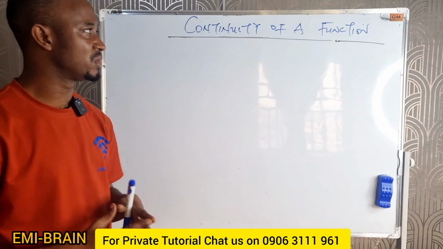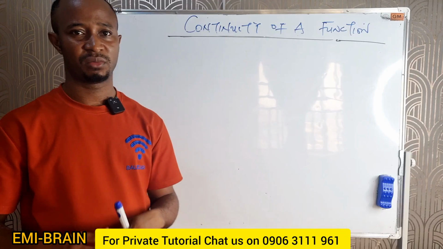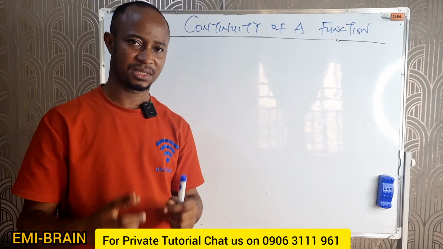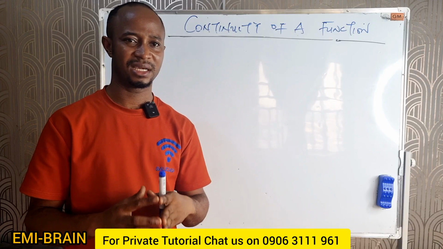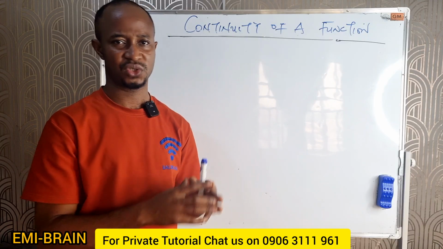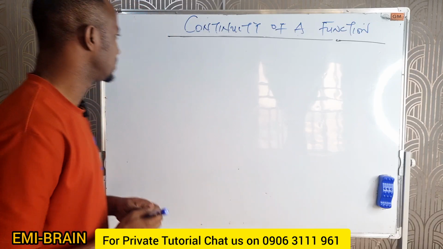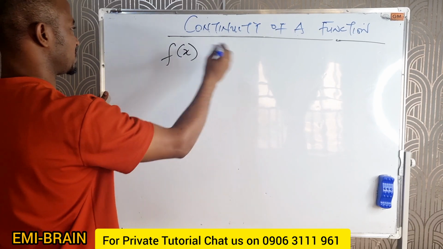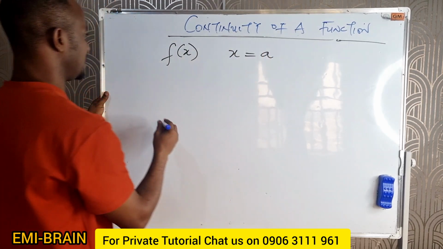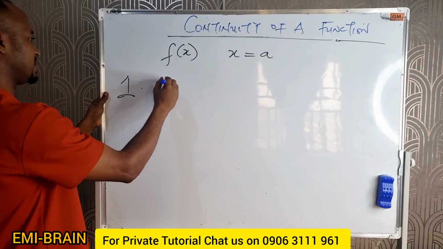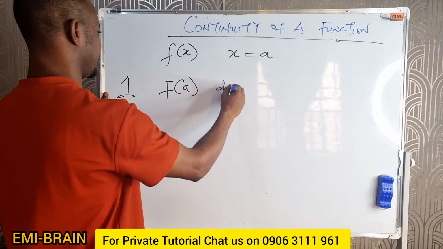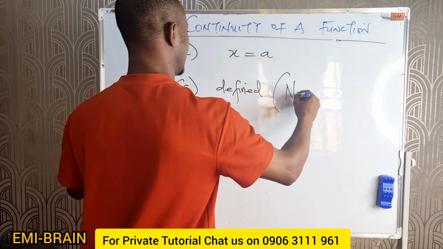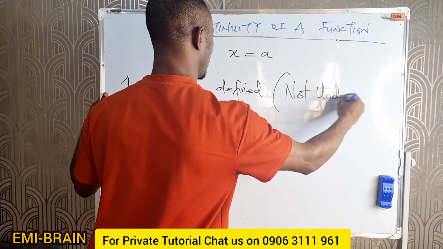But in today's class, we want to see what it means for a function to be continuous. For a function to be continuous, there are three steps you must take note of. There are three cardinal conditions for a function to be continuous. The first condition: for a function f of x to be continuous at x equals a, we have three steps. Number one is that f of a must be defined. f of a must not be undefined. It must be defined.